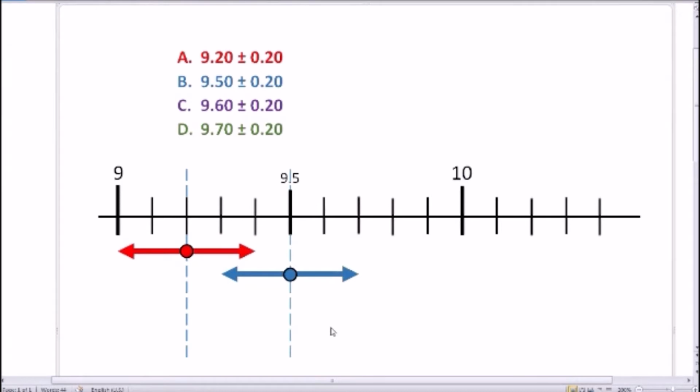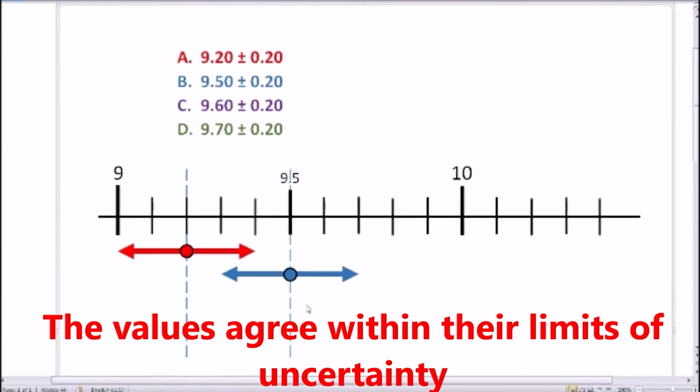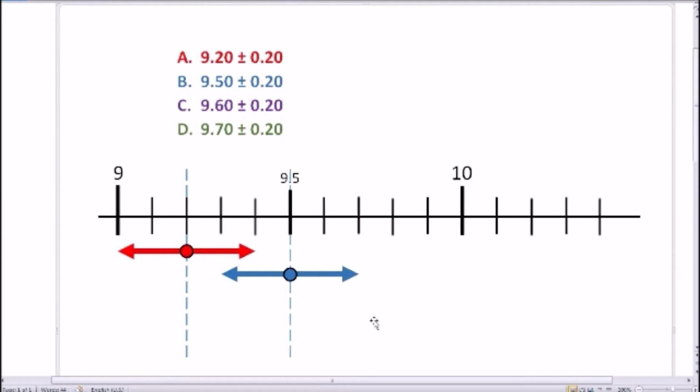The answer is yes. If the two ranges touch each other or overlap, you consider the two numbers to agree within their limits of uncertainty. You should remember that phrase: they agree within their limits of uncertainty. That's how you'd phrase it in your lab report. It also counts if the two ranges just touch each other.